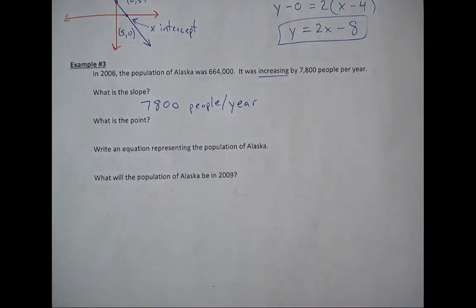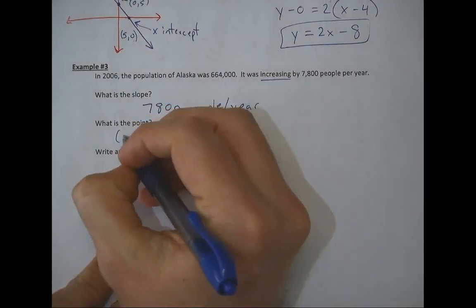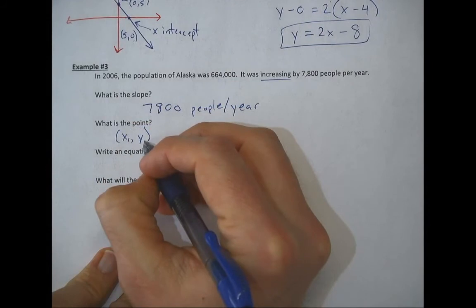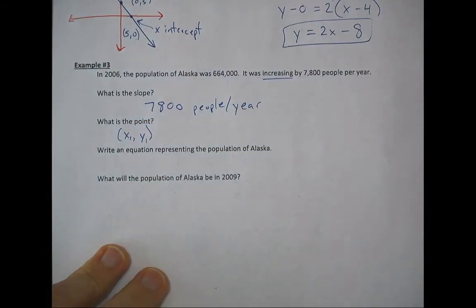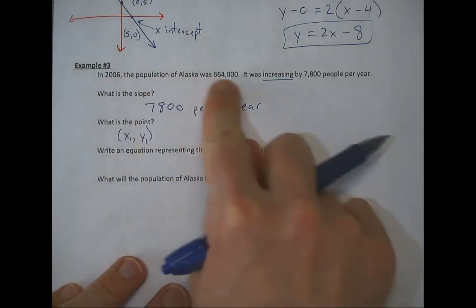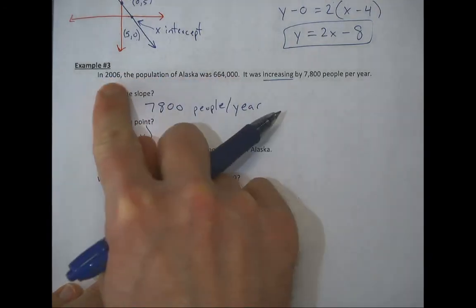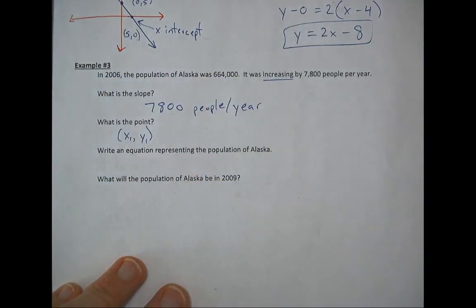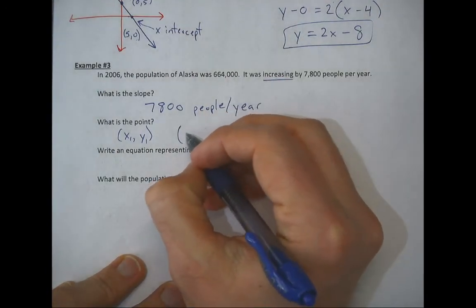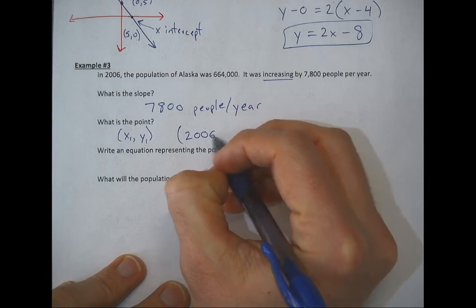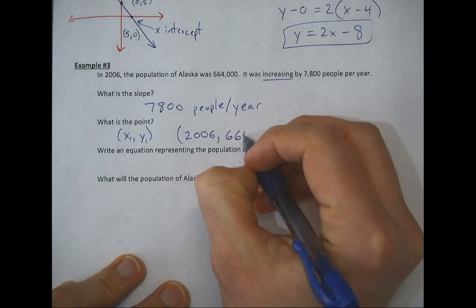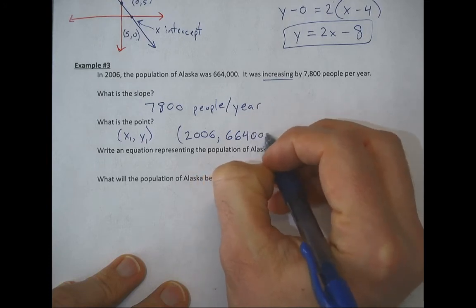Now what's the point? If we're going to have a point, we need an x and a y. This is going to be our x1 and our y1 when we plug in. So we're going to have two pieces of information that match each other. In this case, the two things that match are the year 2006 and this number, 664,000. So in 2006, the population of Alaska was 664,000.